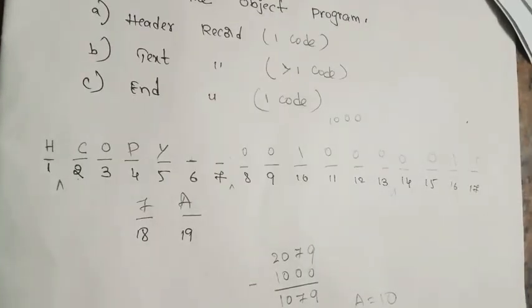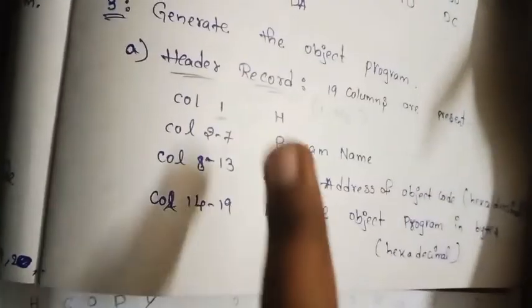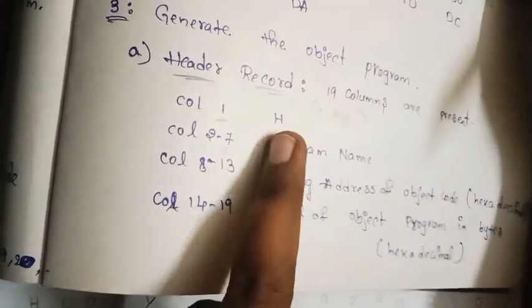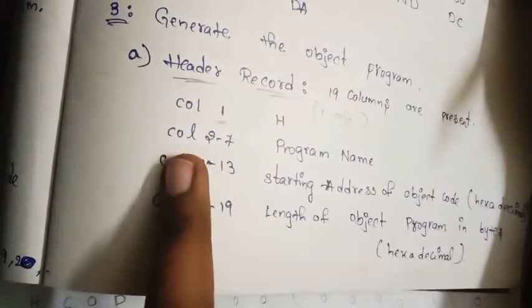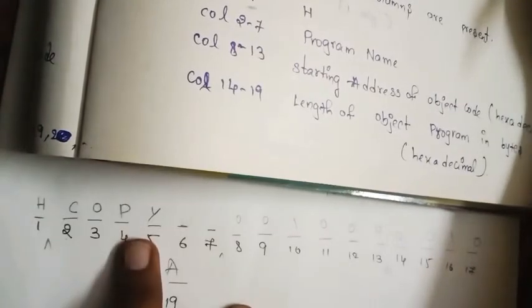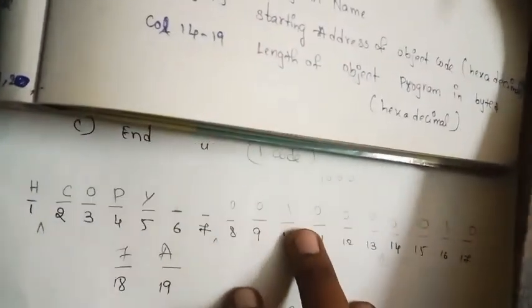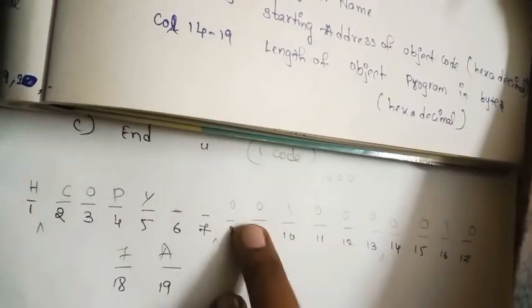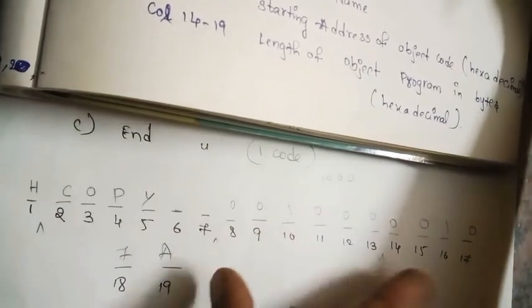It is very easy, and important to remember the column names. See guys, column 1 represents the letter H, because by seeing the H we know that it is a header record. For columns 2 to 7, the program name. What is our program name, guys? COPY. I just wrote it here. After that, columns 8 to 13, the starting address of the object code. 1000 is the starting address, guys. I represented it here. These 2 zeros are to fill the column.